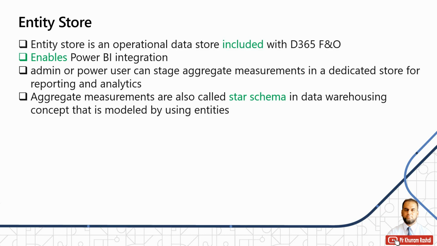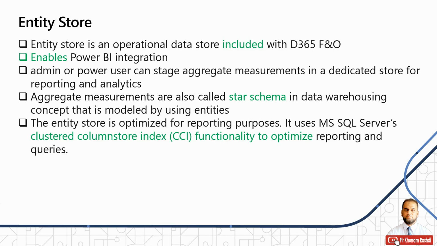These are dimension tables. And then the fact table is called a transactional table, within which the de-normalized form of the OLTP database is held or transformed. So fact tables are normally transactional tables. So a star schema is a concept in data warehousing in which basically entities are being modeled. Okay, so entity store is optimized for reporting purposes.